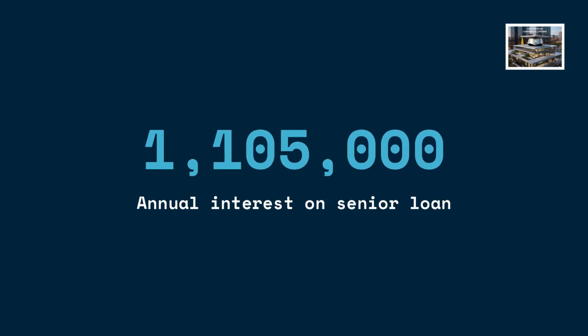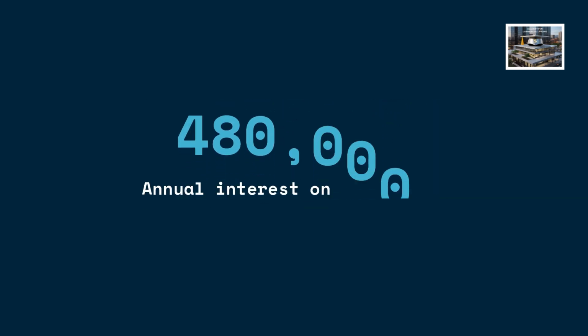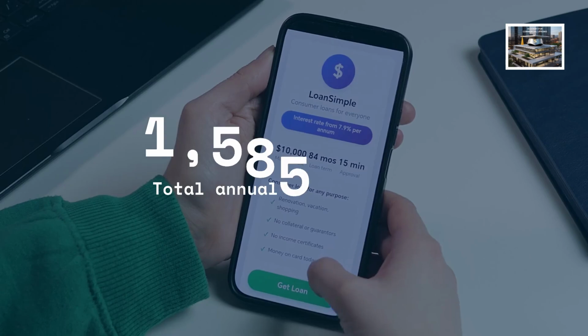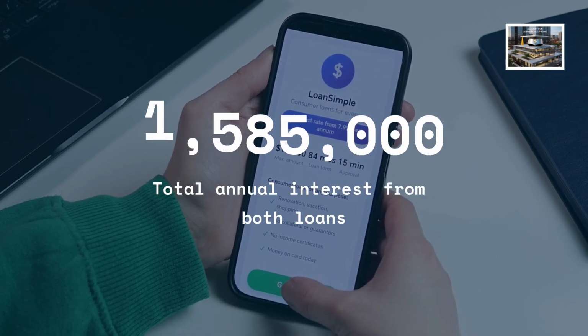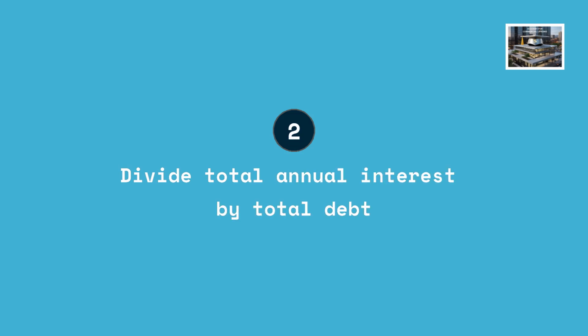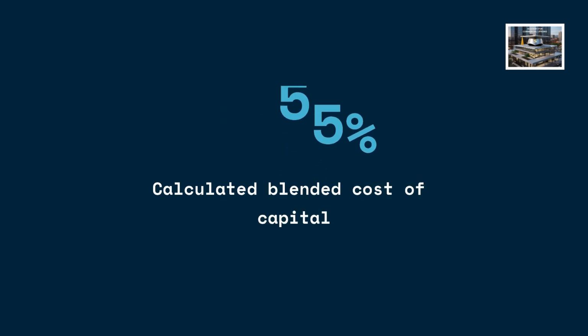Senior, $17 million by 6.50% equals $1,105,000. Mezzanine, $4 million by 12.00% equals $480,000. Total annual interest, $1,585,000. Step 2. Divide total annual interest by total debt. $1,585,000 per $21 million equals 7.55% blended cost of capital.